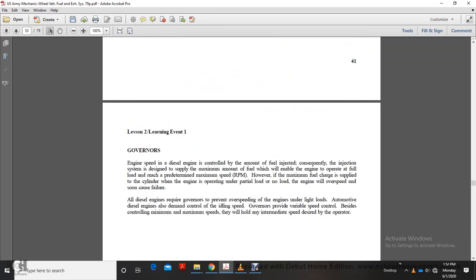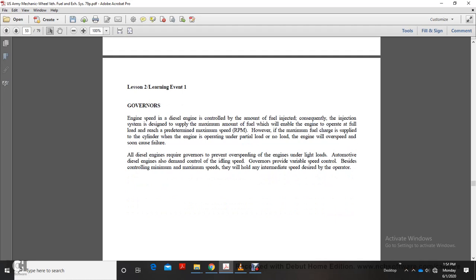Your governors. Engine speed of the diesel engine is controlled by the amount of fuel injected. Consequently, an injection system that supplies the maximum amount of fuel will enable the engine to operate at full load and reach the predetermined maximum speed RPM. However, the maximum fuel charge is still supplied to the cylinder when the engine is operating under partial load or no load, and the engine overspeed will soon cause failure. All diesel engines require governors to prevent overspeeding of the engine under light loads.